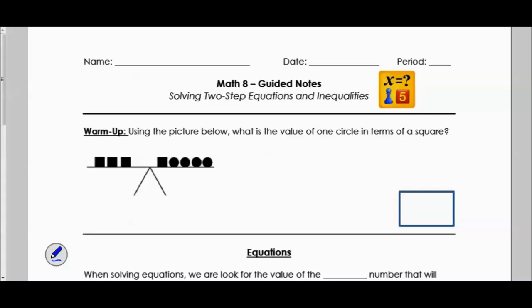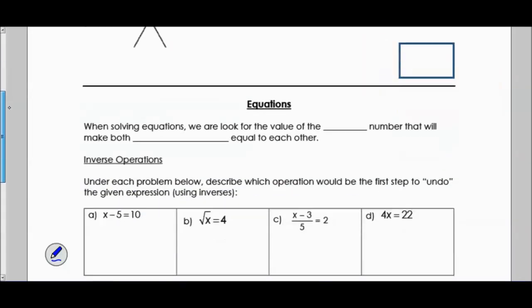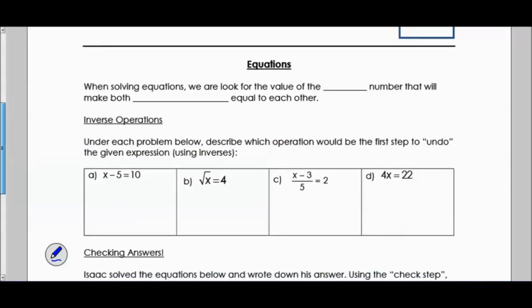I want you to try the warm-up on your own. It's saying that we want to use that picture to find the value of a circle, one circle, in terms of a square. So basically, how much of a square is made up with one circle? So try your best on that. We'll come back to that at the end because we have a problem at the very end that's very similar to that. Right now I'm just going to go through these notes on equations and inequalities.